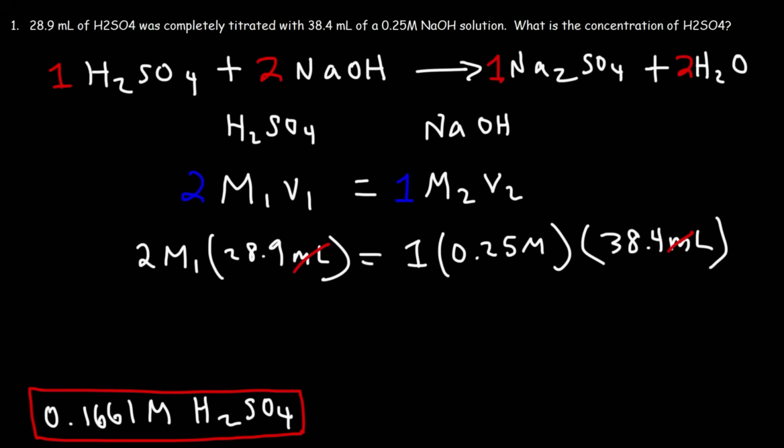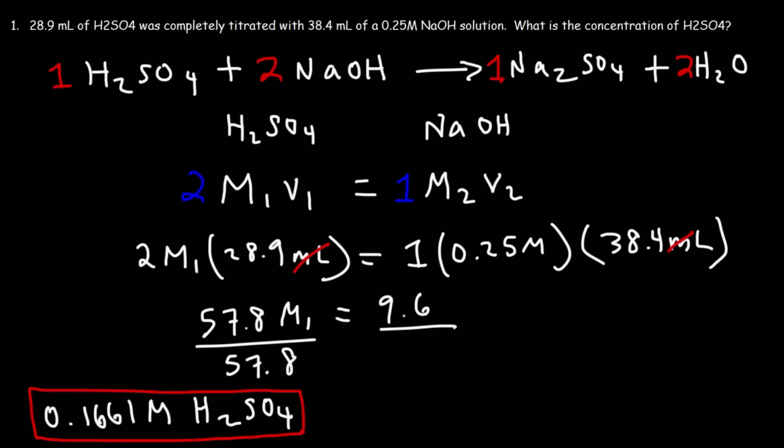So on the left we have 2 times 28.9, which is 57.8 times M1. On the right we have 0.25 times 38.4, which is 9.6. So now let's divide both sides by 57.8.